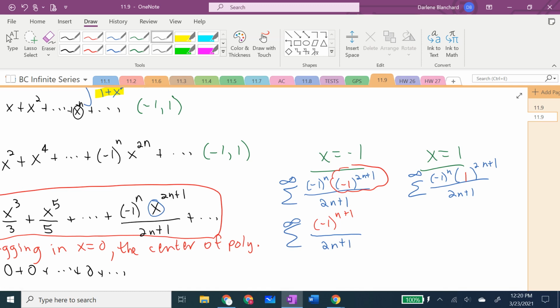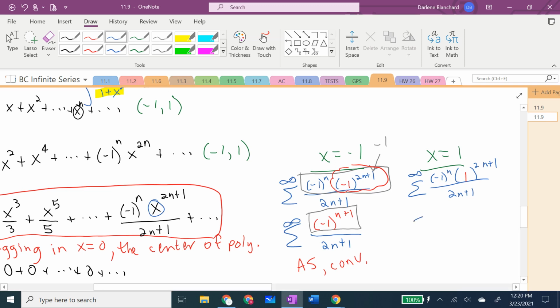And I want to make sure you're clear on that. All of this simplifies to that. Now, do you see that you have an alternating series? Is this a converging alternating series? In fact, it's an alternating harmonic series, which we know is conditionally convergent.